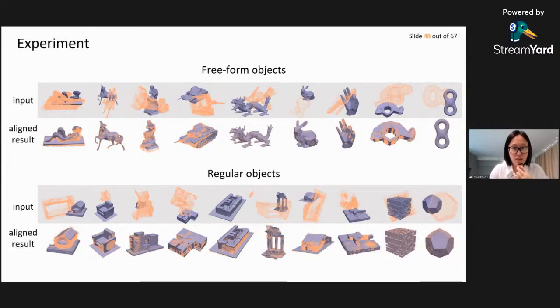The dataset is divided into 2 categories, free-form objects and regular objects. We consider an object to be regular if it has a high degree of organization in the form of large planar structures, for example, the buildings and the furniture.